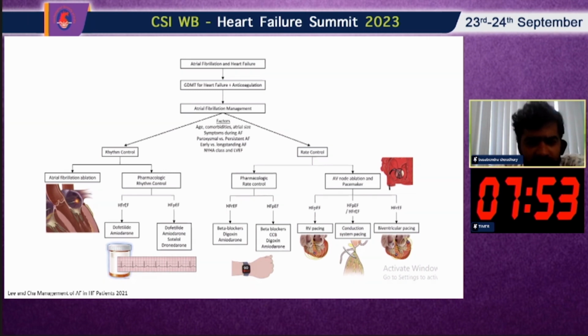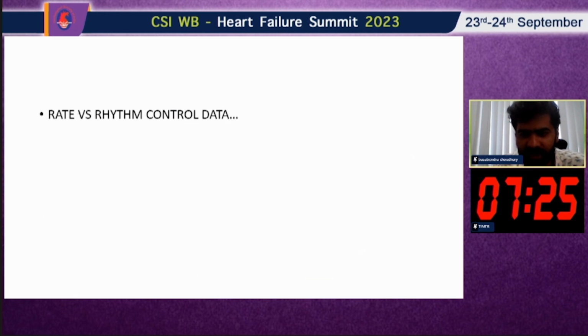Now, if we look at rhythm control, there are two options: pharmacologic rhythm control and atrial fibrillation ablation. Pharmacological rhythm control agents in HFrEF are dofetilide and amiodarone, amiodarone being used more commonly by different physicians in different setups. And in HFpEF, the options are more. Sotalol and dronedarone are also the added options. Now, we will look at the rate control separately in detail after a few slides.